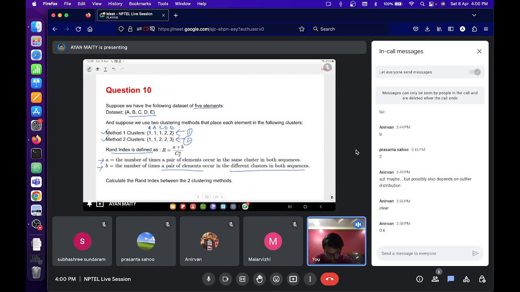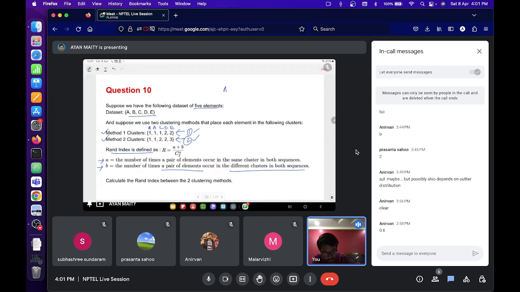So for this question, first you have to compute A and B. These two values you have to compute. A is the number of times a pair of elements occur in the same cluster in both sequences. There are two sequences, 1 and 2, that I have already written here, coming from two different clustering methods. Now you have to compute how many pairs are there such that both the elements occur in the same cluster in both the sequences.